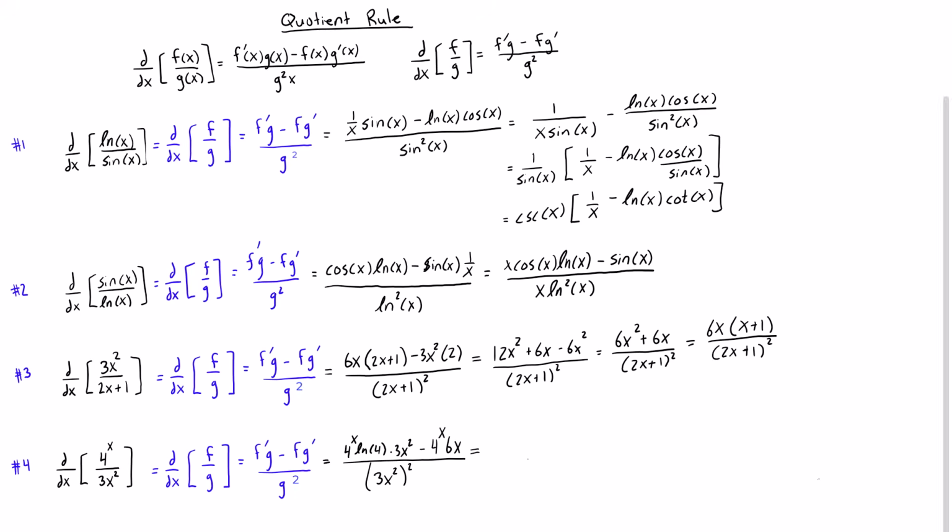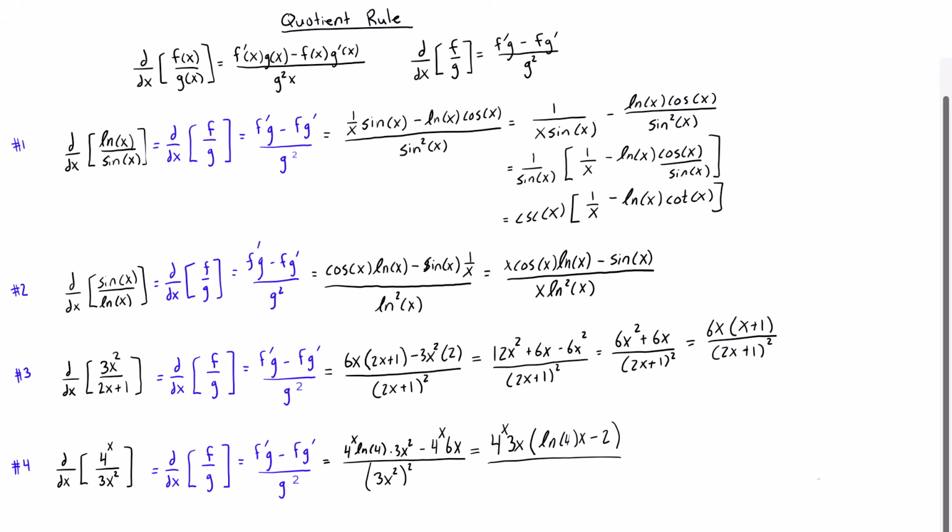All right, let's pull out some factors on the numerator. So we can pull out a 4 to the power of x and also a 3x. That will be multiplied by ln of 4 times x. And the other term will just be left with a 2.